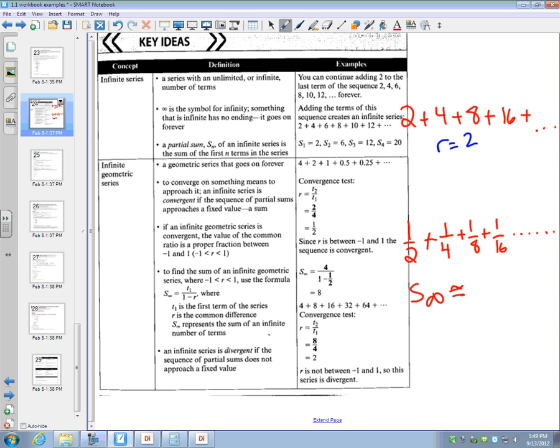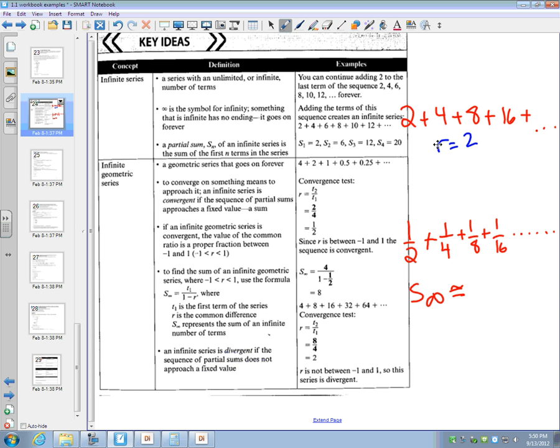If you kept going forever and ever, you're going to keep getting bigger and bigger and bigger. That is called a series that goes on forever. That's called divergent. The sequence does not approach a fixed value. But what we're going to look at is when things are convergent.